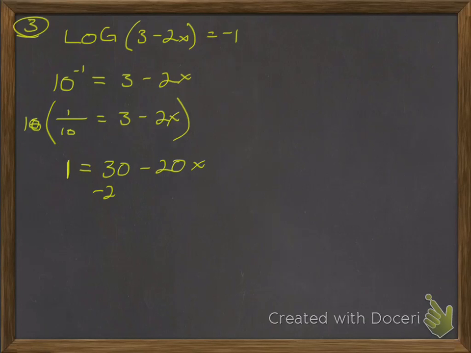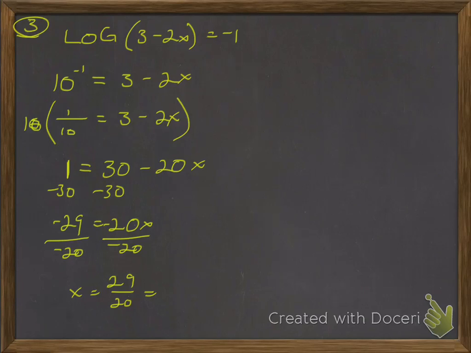Okay, and now I can solve it. Subtract 30. Negative 29 is equal to negative 20x. Divide by negative 20. And x is equal to positive 29 over 20, which becomes 1.45. Other scenarios where you may get a fraction from a negative exponent, if it's only one fraction on each side of the equation, you can solve by cross multiplying.